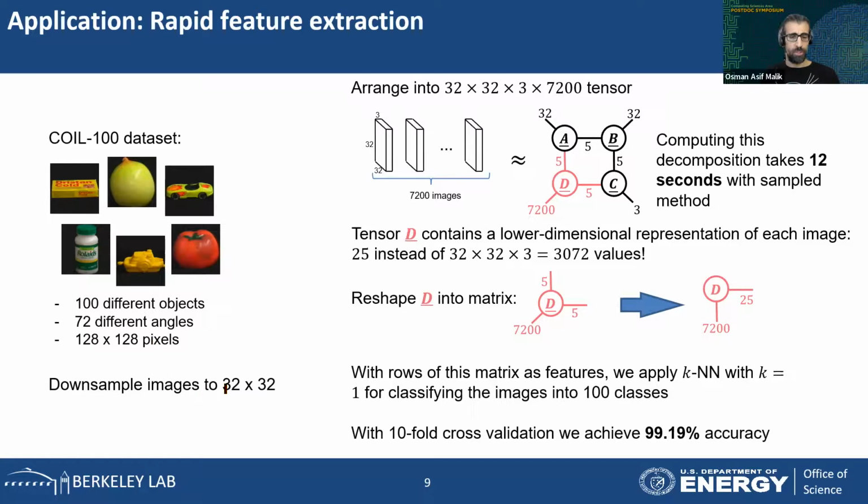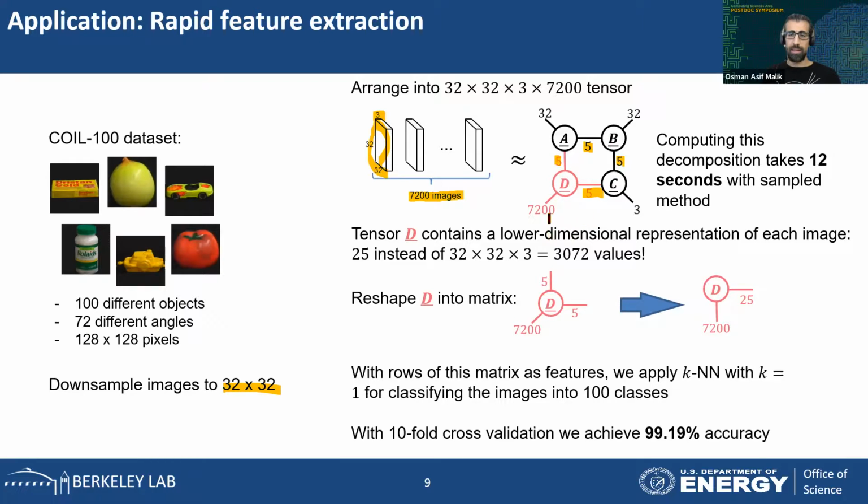So the first thing we do here is downsample to 32 by 32, just to make them a little bit smaller. Then we arrange the images into a tensor as shown here. So each of these slices is an image where 3 corresponds to the 3 color channels, red, green, and blue. These are all put together into a big tensor with the 7,200 along one of the modes. So this is number of images. Then we apply a randomized tensor ring decomposition to decompose this in this fashion. So here we do rank 5 on all these edges.